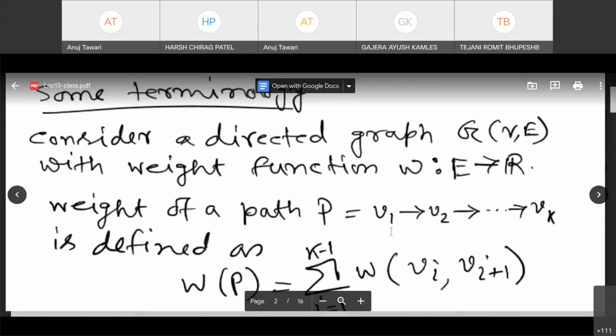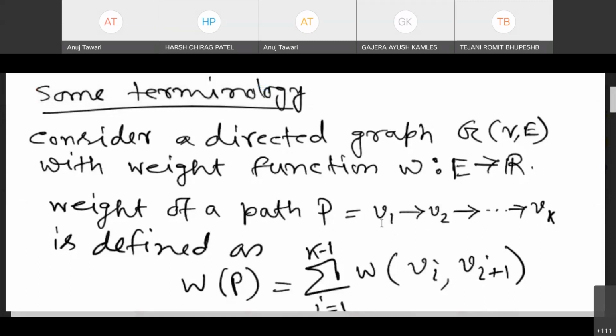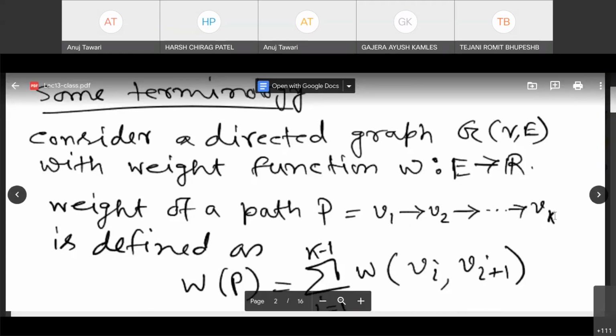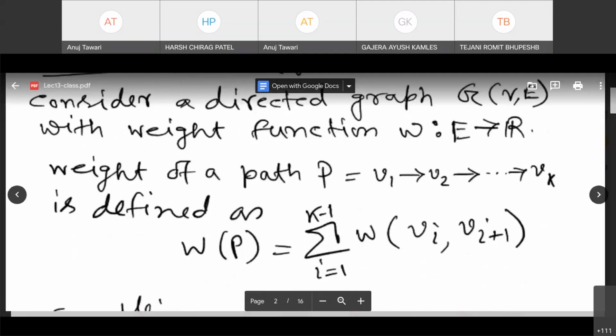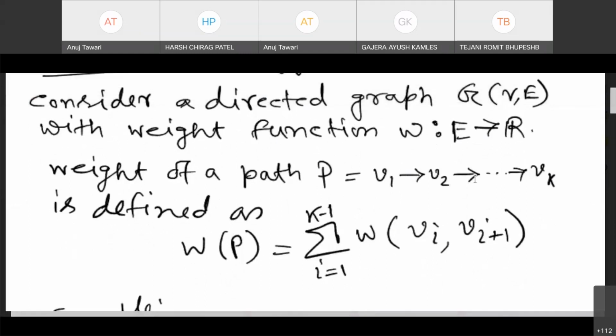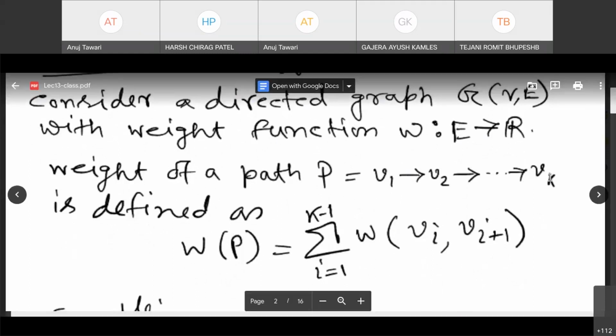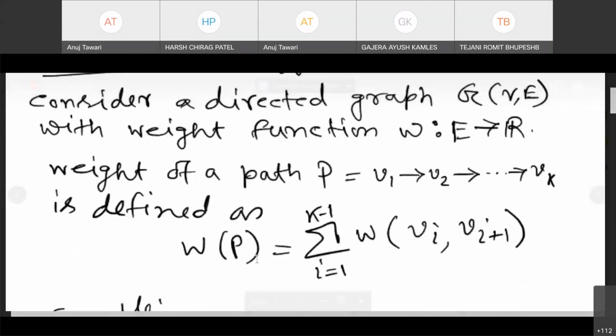And let's say we have this path P, which goes from V1 to Vk via an intermediate set of nodes. It goes from V1 to V2, V2 to V3, and so on up to Vk minus 1 to Vk. And what is the weight of this path? It's the sum of the weights of the constituent edges. You take the weight of V1 to V2, V2 to V3, V3 to V4, and Vk minus 1 to Vk, and just add up all those weights. That will give you the weight of the path.